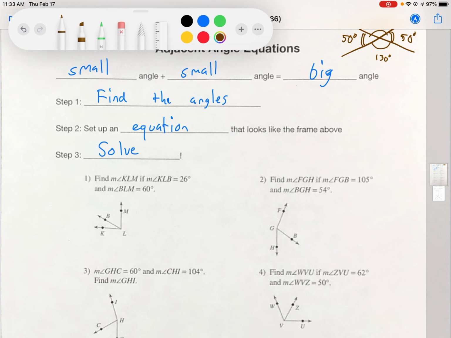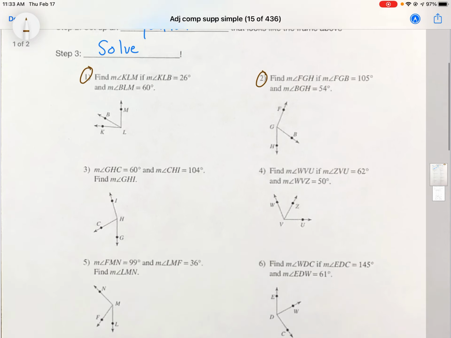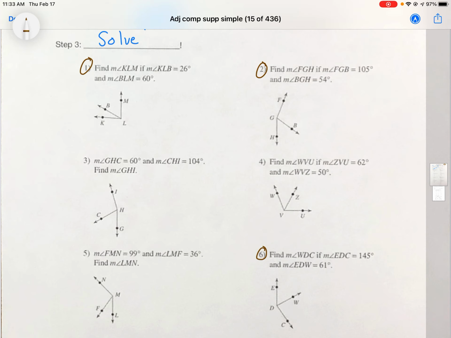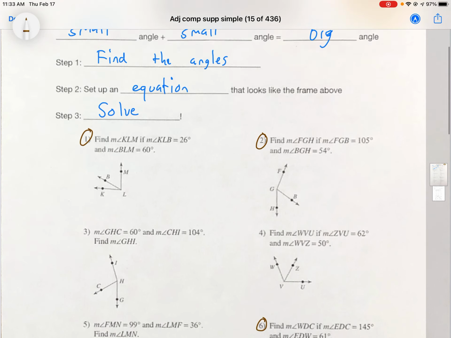I am going to, on this side of your assignment, do number 1, number 2. I'm going to skip a bit. I'll do number 6. That'll leave you 5 more to do on this side.